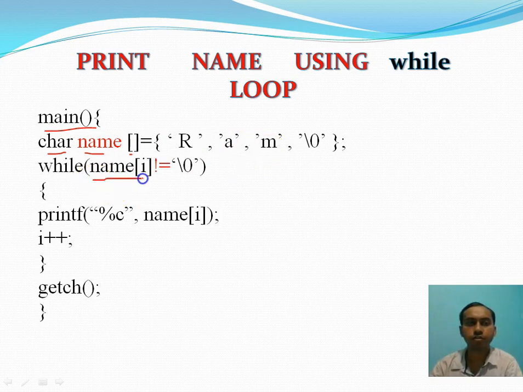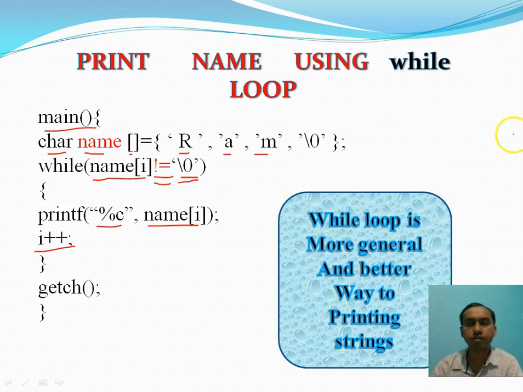So while name[i] is not equal to null, then printf %c name[i]. So it will take character by character. It is also increasing the value of the loop variable i. So it will take one character, again the second character, again the third character. It will take the characters one by one till it gets the null. Once it gets the null, then this loop will be terminated. So this is a way to print name using a while loop. So while loop is more general and a better way for printing strings.